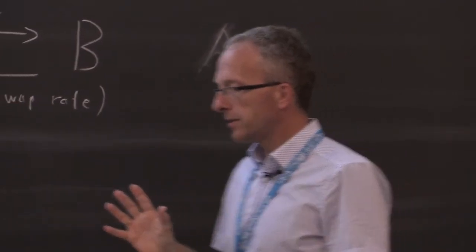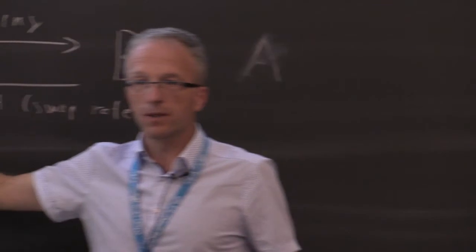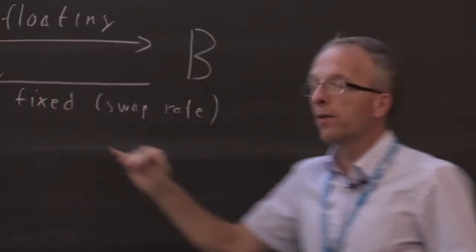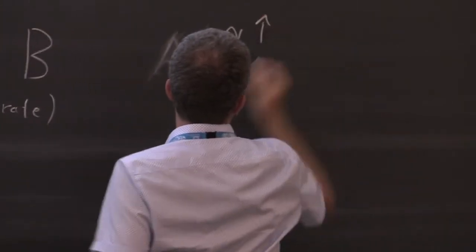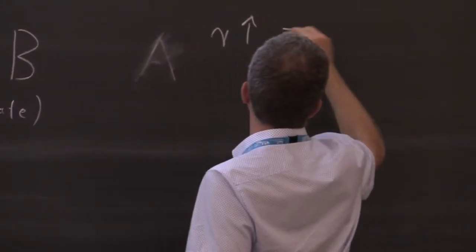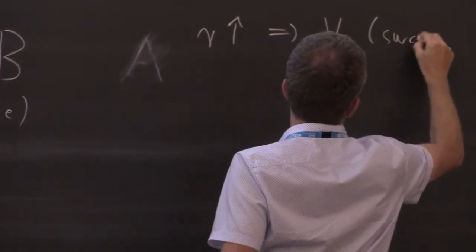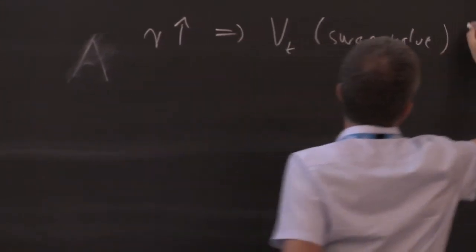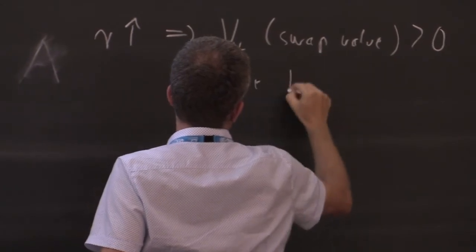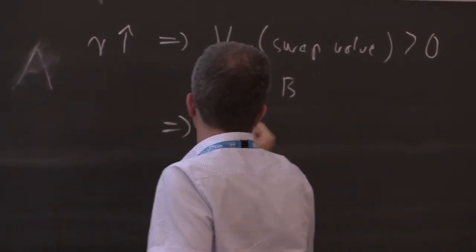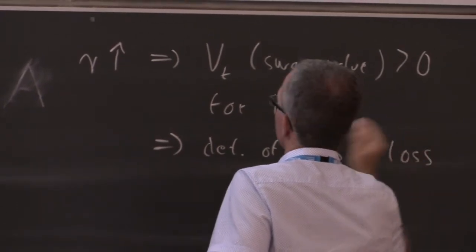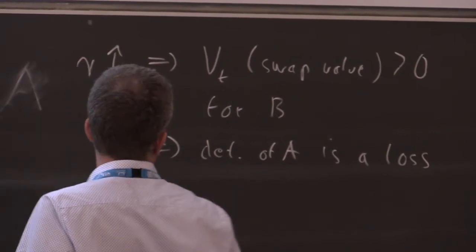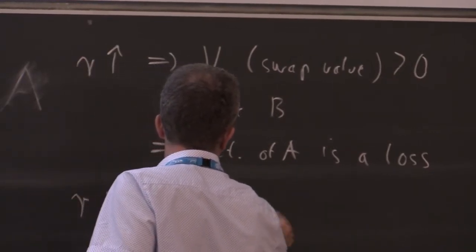We see a picture for that soon. And then it really depends. Now, assume that A defaults. And now it depends really on the realization of the interest rate if B makes a loss or not. So if R goes up, then the value of the swap is positive. And hence, if A defaults, if R decreases, then the value of the swap is negative for B.